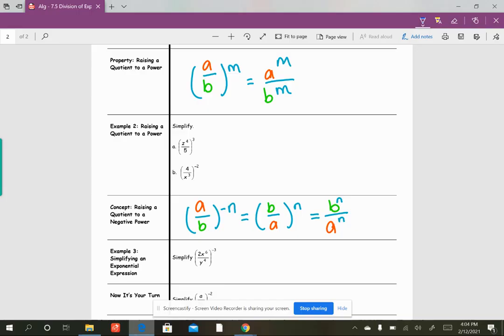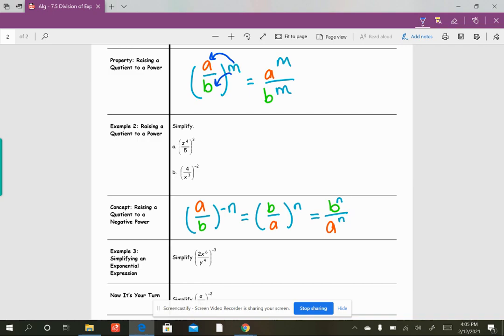So what it ends up being is when you have a quotient raised to a power, you essentially are doing exactly what you would do with a power to a power. You are going to distribute this power, but you're going to do it to both the numerator and the denominator. So that's how we get a to the m divided by b to the m.